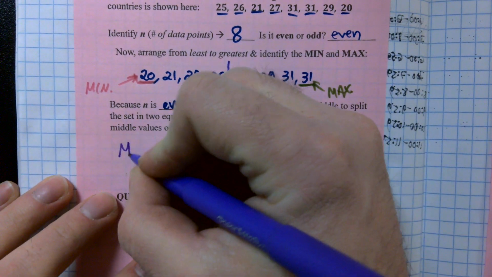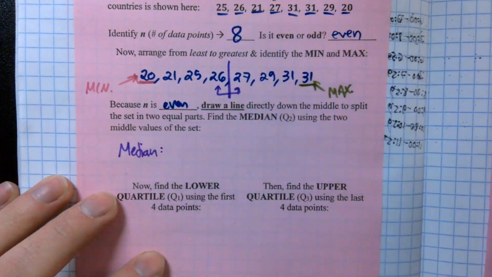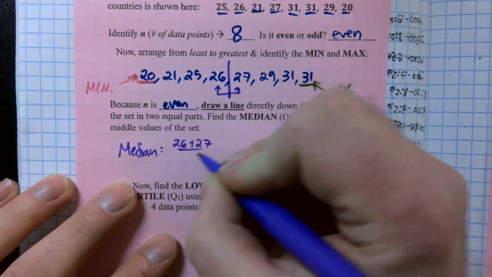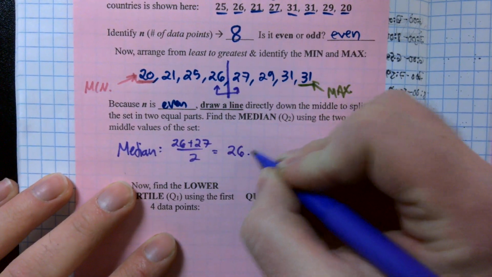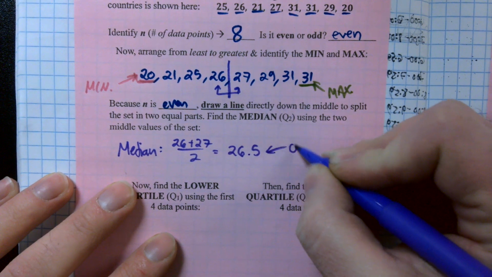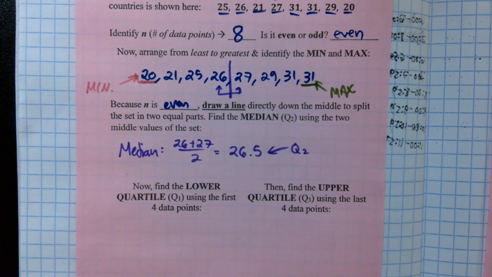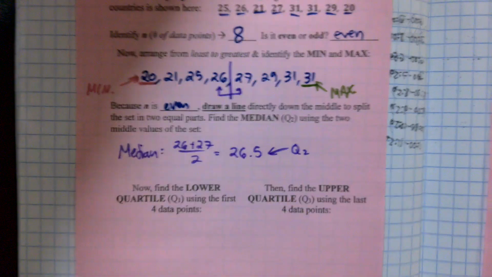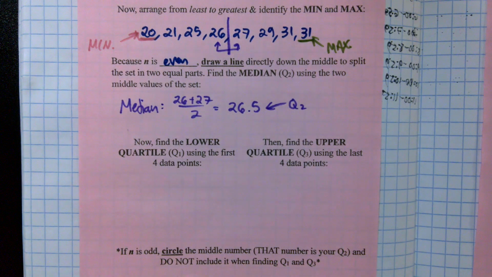Wouldn't that be 26.7? It would be 26 point something. 0.5. Yeah, say 0.7. Yeah, that's okay. I knew what you meant. That's my Q2, or my median for the set, 26.5. And again, we talked about how to find the median on Monday. There's nothing new or different about this median when compared to the previous iteration of it.